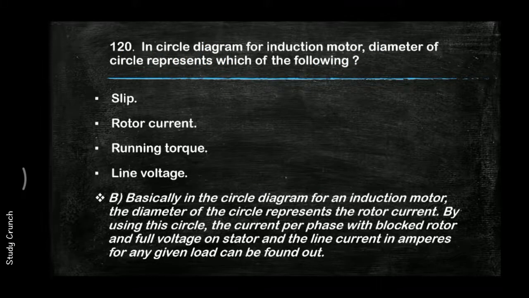Next, in the circle diagram for the induction motor, the diameter of the circle represents which of the following? The answer is the rotor current. Basically, in the circle diagram for an induction motor, the diameter of the circle represents the rotor current. By using the circle, the current per phase with blocked rotor and full voltage on the stator, and the line current in amperes for any given load, can be found out.